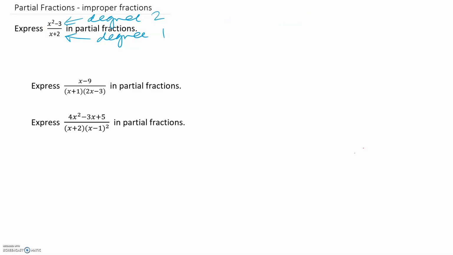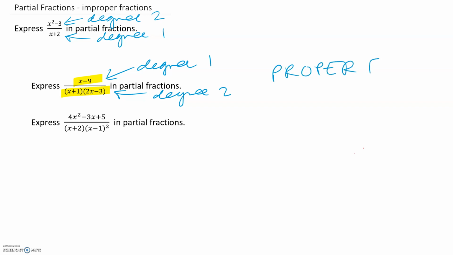Now, one of our previous questions was this one here, where we've got a degree of 1 for the numerator and, if you expand those brackets, you'll have an x squared as your highest power of x, so you'll have a degree of 2 in the denominator. So there you can see that because the denominator has a higher degree than the numerator, that means it is a proper fraction.